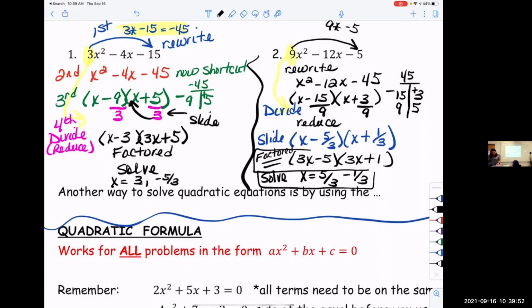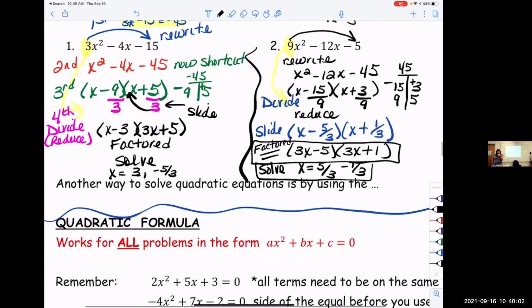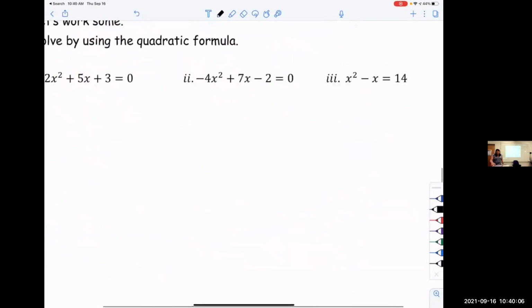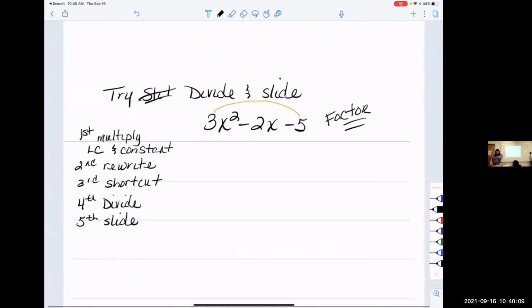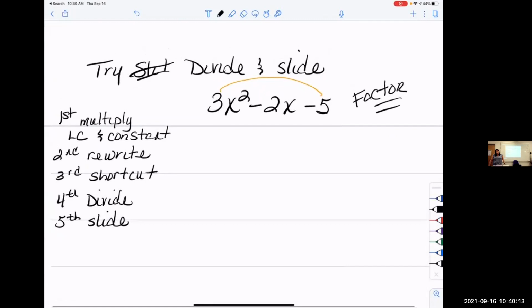And if it says just factor, again, read your directions to save yourself trouble so you know where to stop. What do you think? All right, try it on your own. Stop at factor. Just stop at factor. Don't worry about solving it.